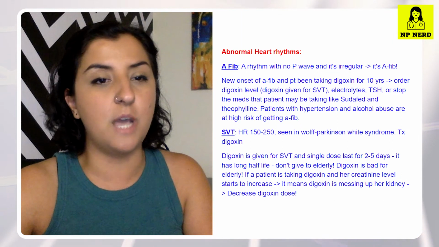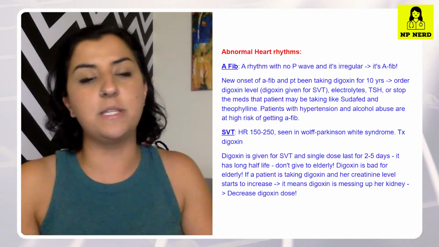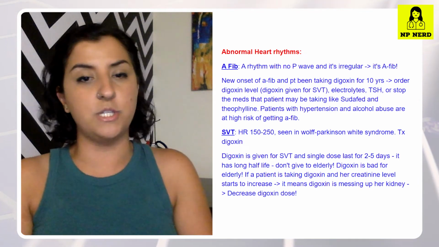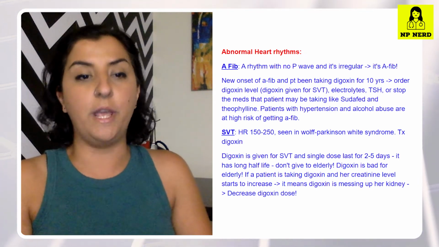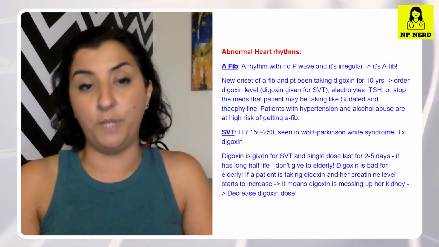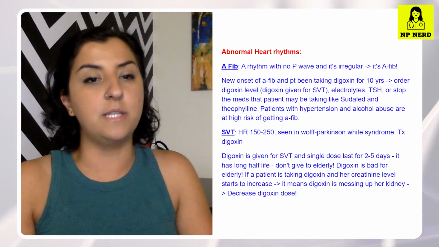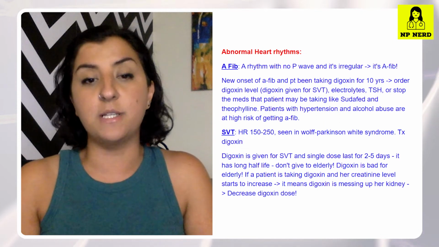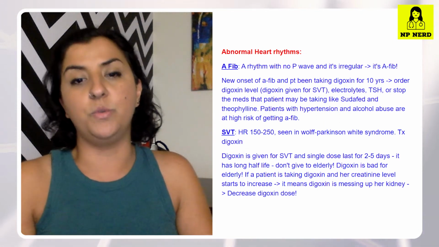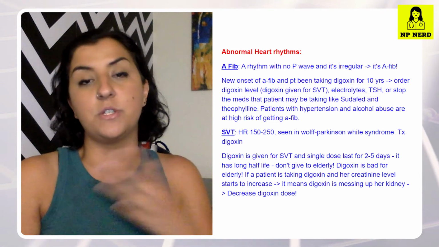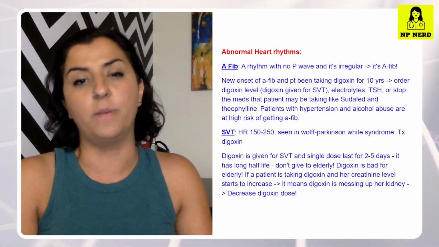And then moving along to abnormal heart rhythm, you should know this if you work at the hospital as a nurse or in nursing school. It's just a little quick review. Remember your AFib. It's the rhythm that has no P wave and it's irregular. That's your AFib. A new onset of AFib and the patient has been taking digoxin for 10 years. So the patient has been on digoxin for 10 years, but now they're starting to have AFib out of nowhere. What do you do?